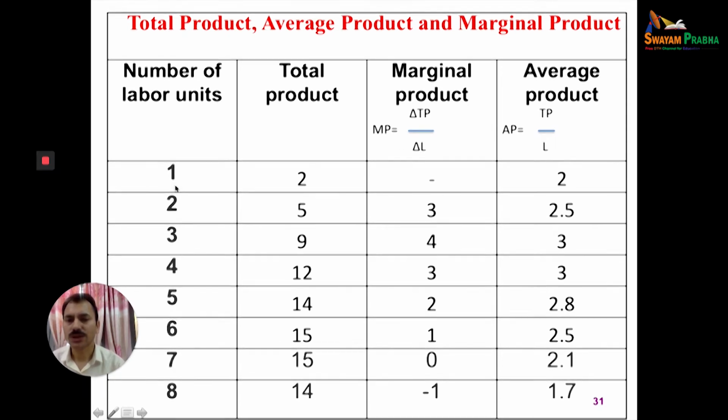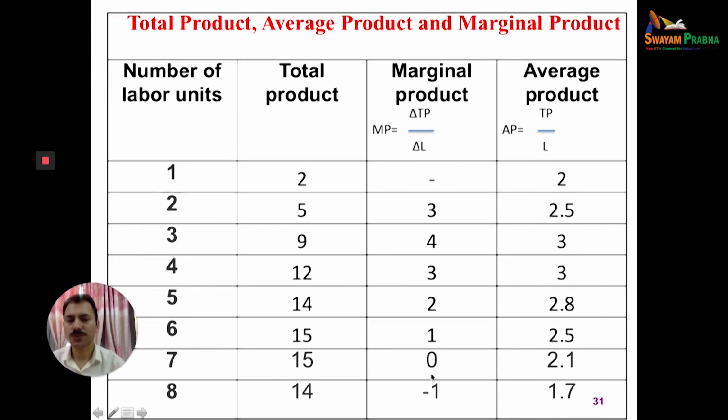For example, if you increase labor from 1 to 2, there is a change in output from 2 to 5: 5 minus 2 is 3. The marginal product is 3. When labor goes from 2 to 3, output goes from 5 to 9, so the change is 4. From 3 to 4, 9 to 12, it is 3. From 4 to 5, total output increases from 12 to 14, which means 2. Similarly, from 5 to 6, 14 to 15, only 1. From 6 to 7, 15 to 15, it means 0.